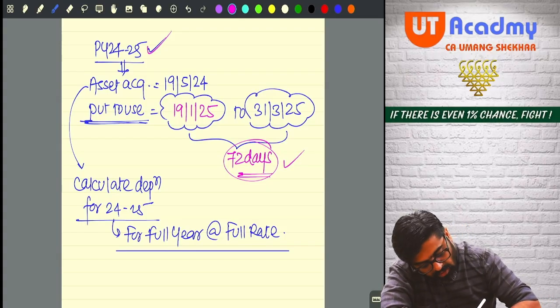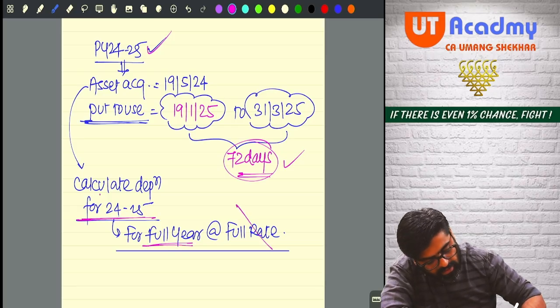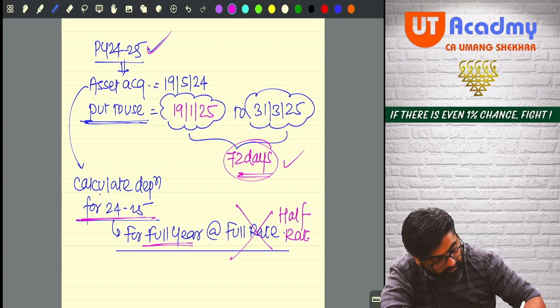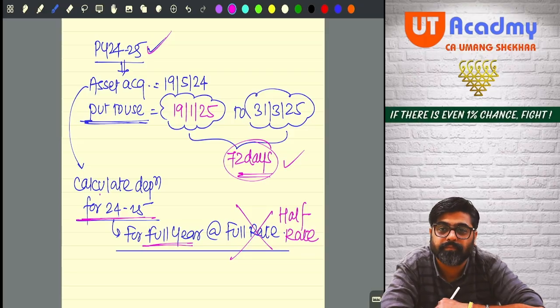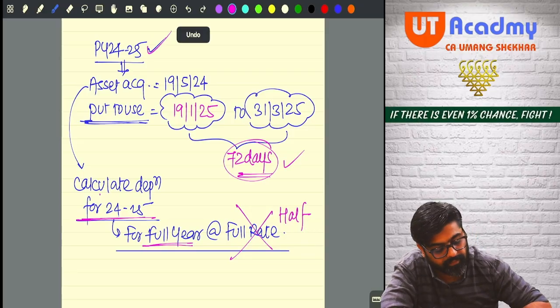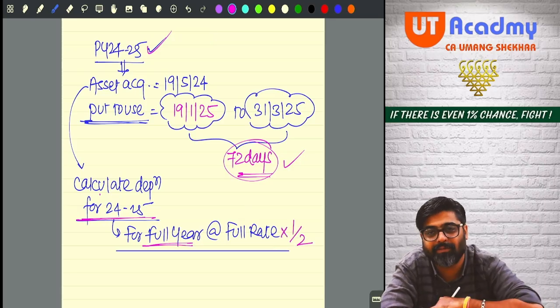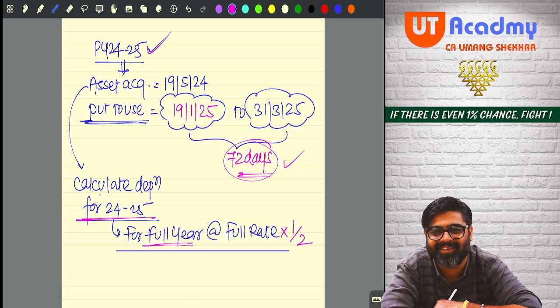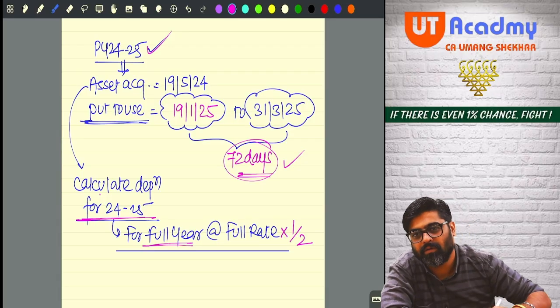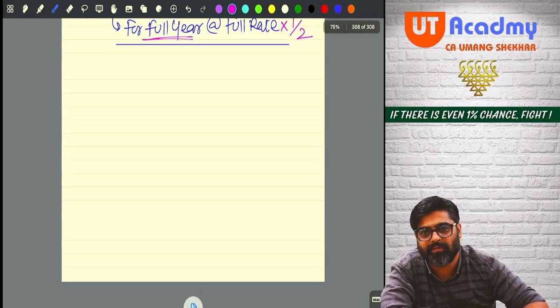Now the depreciation on this asset will be calculated for 24-25 for full year, but it will be at half rate. Or I can say apply the full rate but do 1/2. This is half rate. Got it, sir? Easy. Easy peasy. Sure? Pay attention now. One more example I will make. Ready?